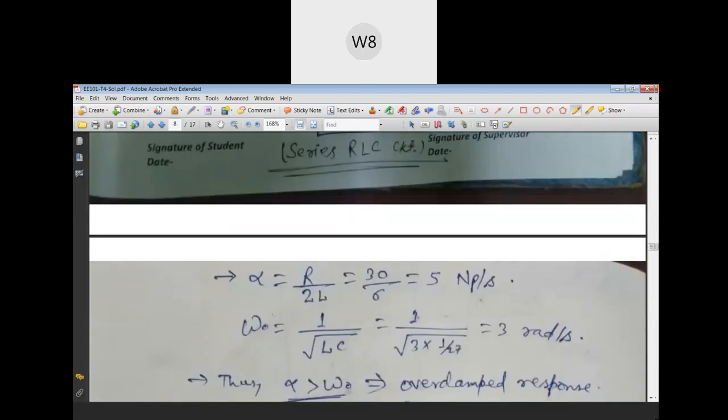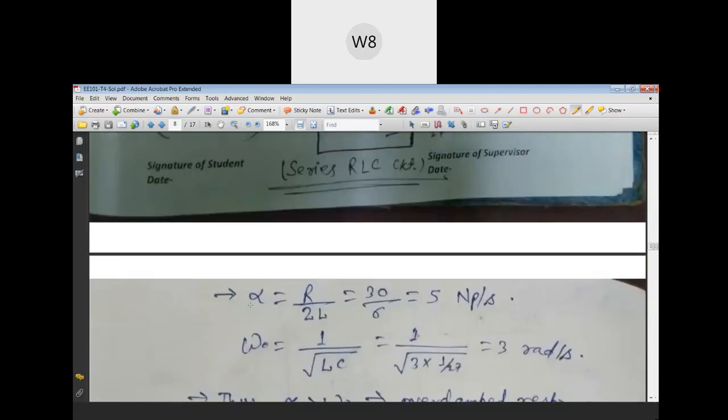So here we try to find out the alpha. We find that alpha is equal to 5 and omega is equal to 3. So in this case, we have alpha greater than omega naught. This amounts to the overdamped case. That means decay will take place completely without any oscillation. That means the capacitor will not be able to get charged in the other direction.